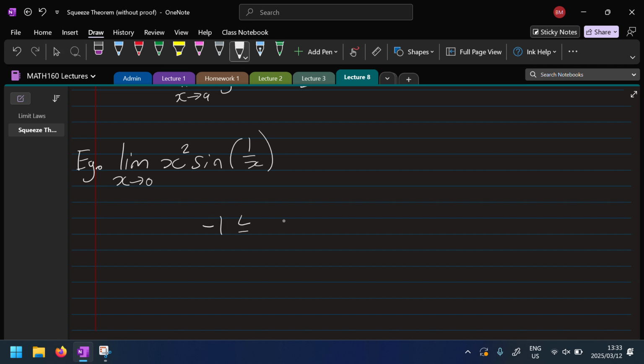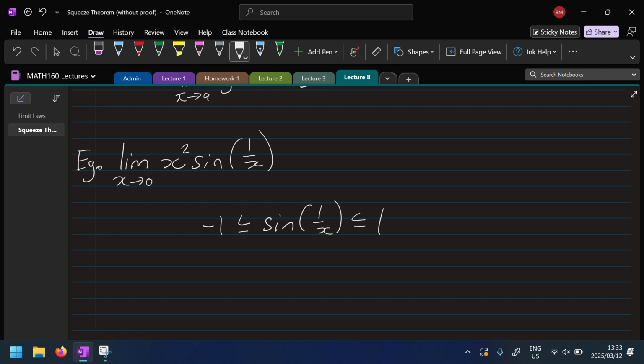So -1 is less than or equal to sine of 1 over x, which is less than or equal to 1. Doesn't matter what we put inside the sine function, the graph is always between -1 and 1. Whatever value you put in, it is always between -1 and 1. Okay, so that's a good start.